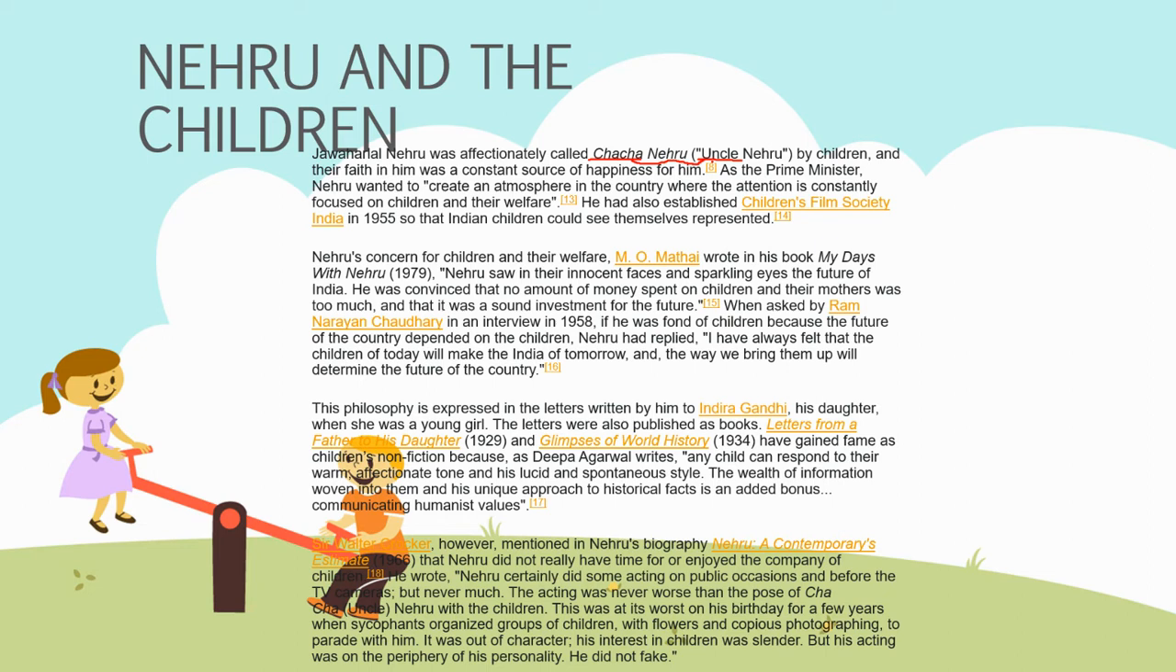He wrote, Nehru did some acting on public occasions and before TV cameras, but never much. The acting was never worse than the pose of Chacha, Uncle Nehru, with the children. This was at its worst on his birthday for a few years, when psychopaths organized a group of children with flowers and copious photographing to parade with him. It was out of character. His interest in children was slender, but his acting was on the periphery of his personality. He did not fake.